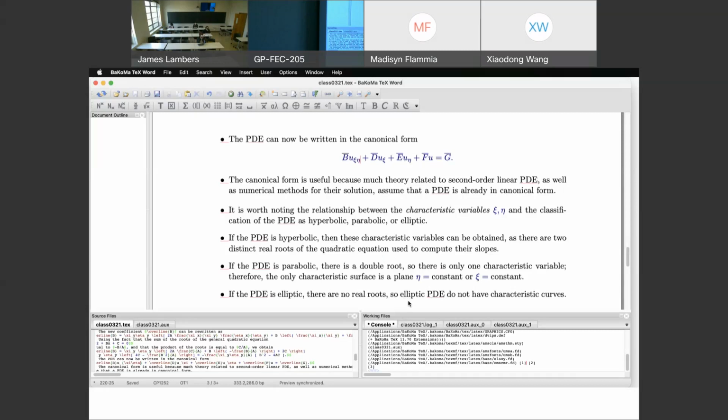So all of those affect what kind of canonical form you can transform a PDE into, and how you go about solving it once you do. But here, and also for the sake of homework, we're just going to concern ourselves with the hyperbolic case.